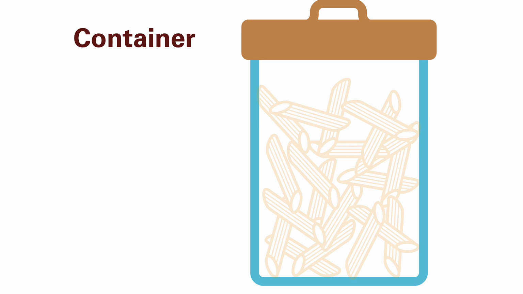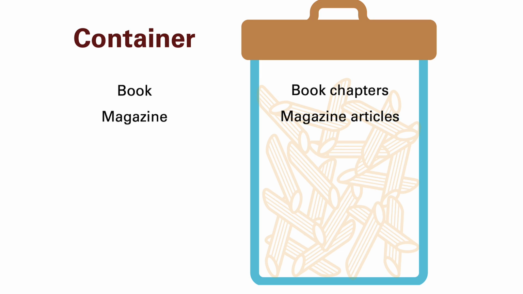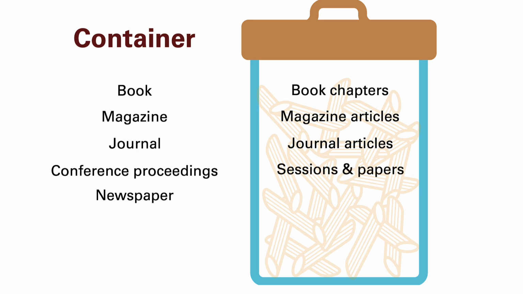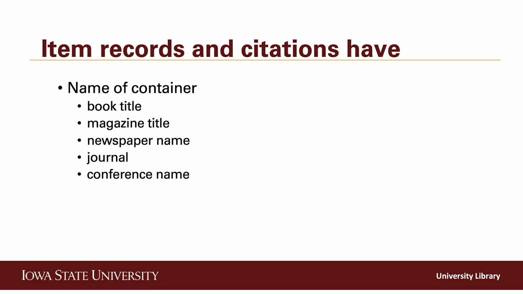If your container is a book, it stores book chapters inside of it. For a magazine, the container stores articles. Journals are like scholarly magazines, so they also store articles that are peer-reviewed and written by scholars. If your container is a conference, inside the conference proceedings are sessions. And if the container is a newspaper, you have articles inside those too. In every item record or citation, you'll always find the name of the container, whether it's the book title, name of the magazine or newspaper, journal, or conference proceeding.